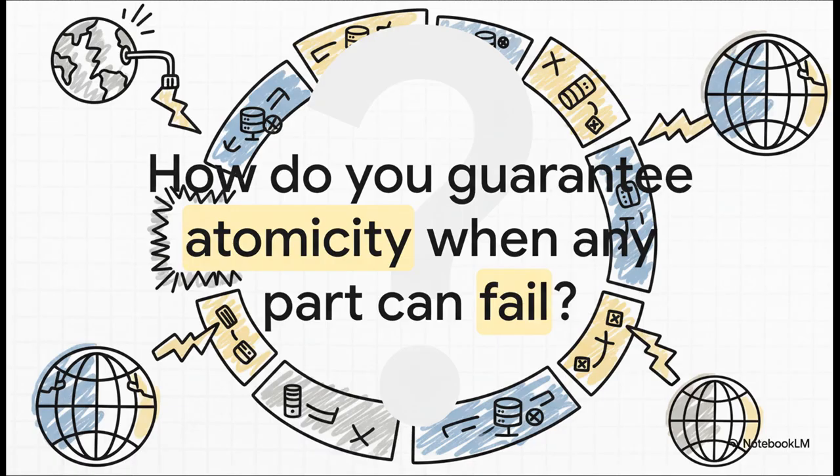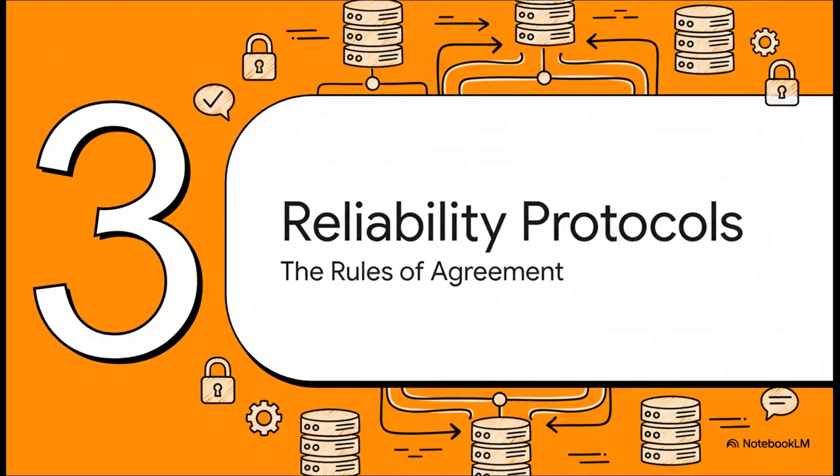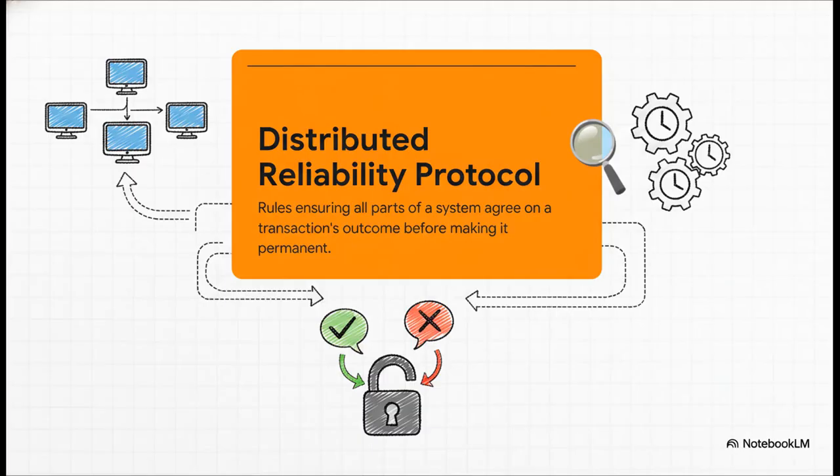How do you get them all to agree on what happened? The answer, it turns out, lies in a set of really clever, really strict rules of communication. We call these distributed reliability protocols. You can think of them as a formal script, a procedure that every computer involved in a transaction has to follow to the letter. The whole point is to get everyone to agree on one single outcome. Either it's a go or it's a no-go, before anyone dares to make a permanent change.